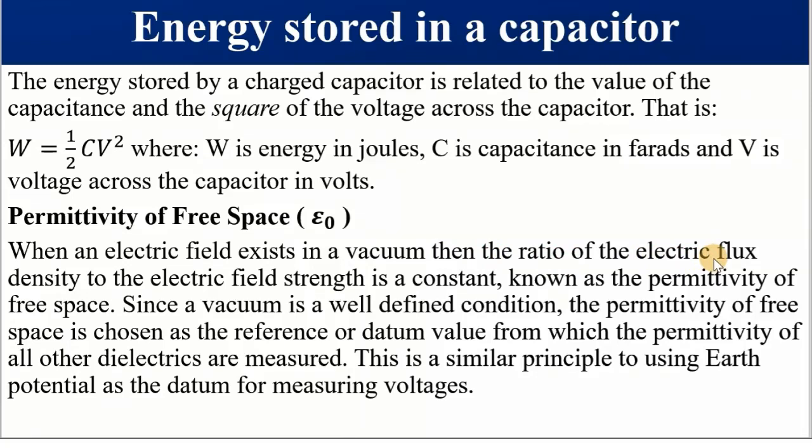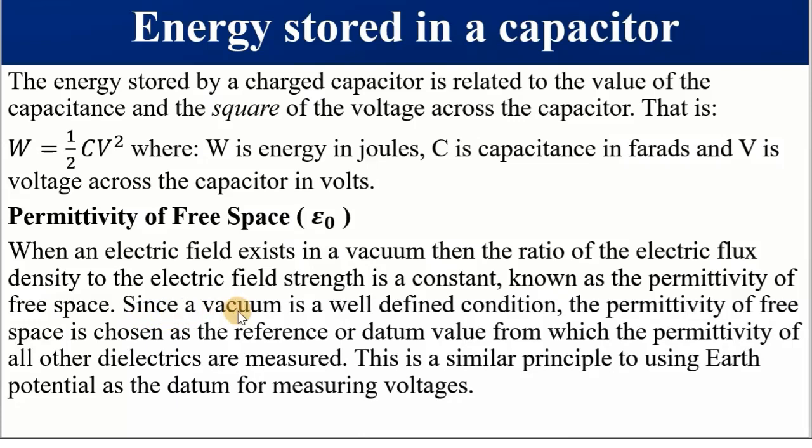Electric flux density simply means the electric flux in a unit area, and we are saying the ratio of the electric flux density to the electric field strength. We looked at the electric field strength, also known as electric intensity, is a constant, and this is equal to 8.854 times 10 to the power minus 12. Guys, normally you are given this in an exam, but if you are not given, you must know this by heart. And we are saying this is known as the permittivity of free space.